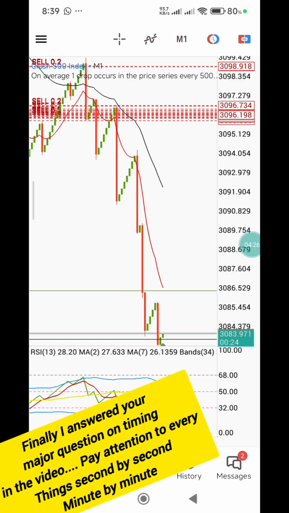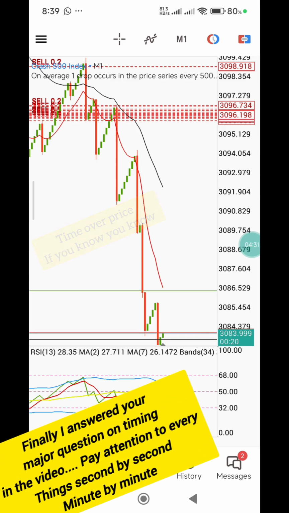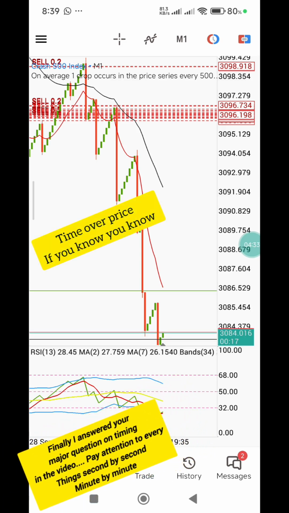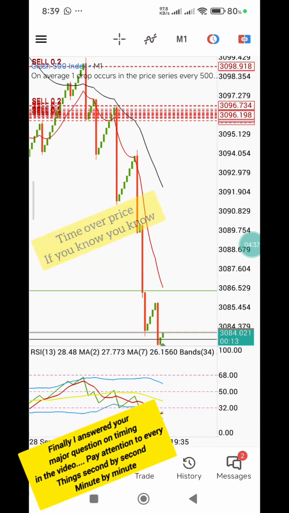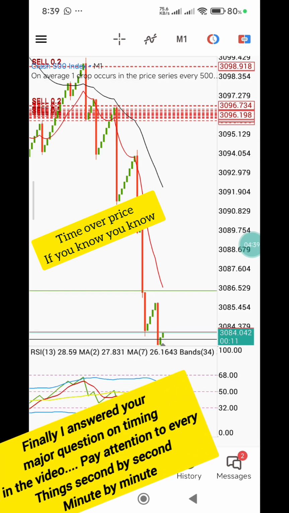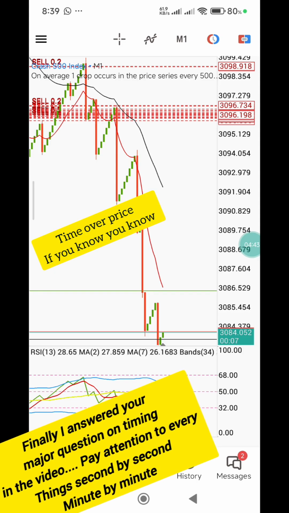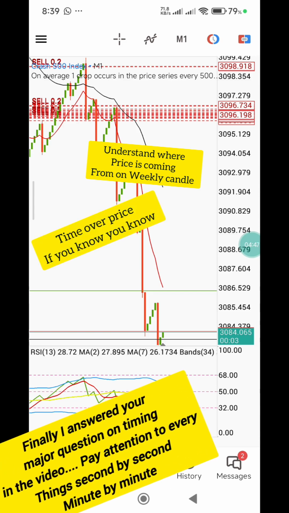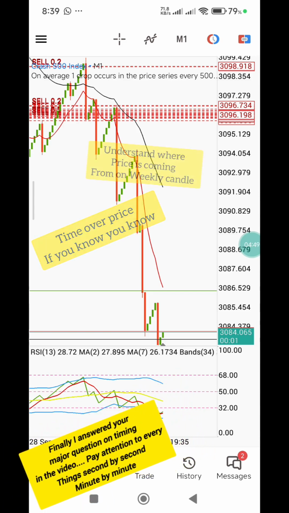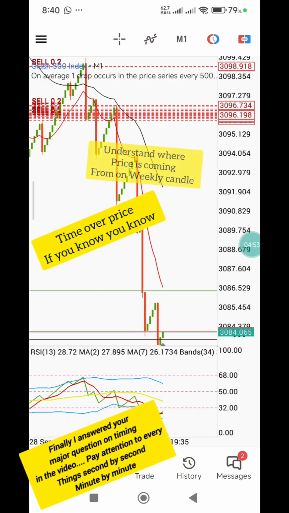So I pick my trades. I look at the structure. Possibly I'm looking for a CRT on my weekly time frame. Once I'm able to spot my CRT on the weekly time frame, then I will look at my internal and external liquidity. Where is price coming from? Once I know where price is coming from, then definitely I know where price is going.